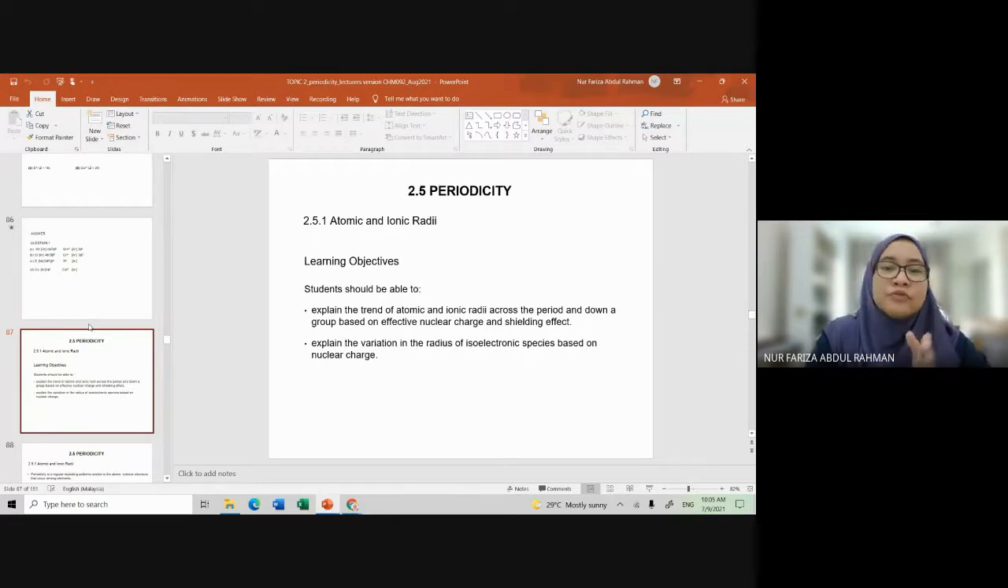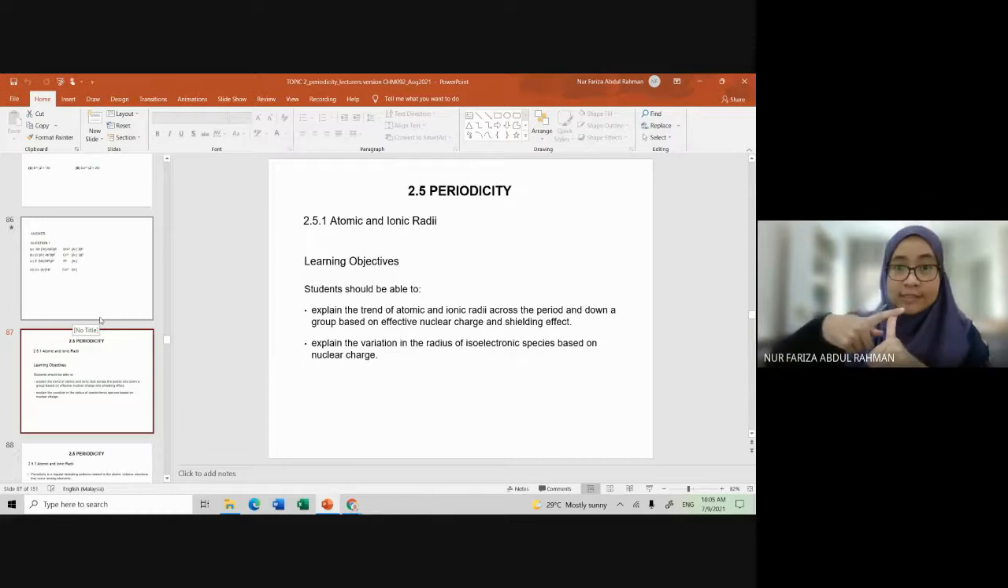Like I briefed you in yesterday's lecture, periodicity is a pattern on how the elements behave in the periodic table. In the periodic table, the elements are arranged in periods, which are rows, and also groups. So how do they behave in period and also in group? We have four characteristics of elements in the periodic table that we will discuss in this second part of topic 2. One is the atomic size.